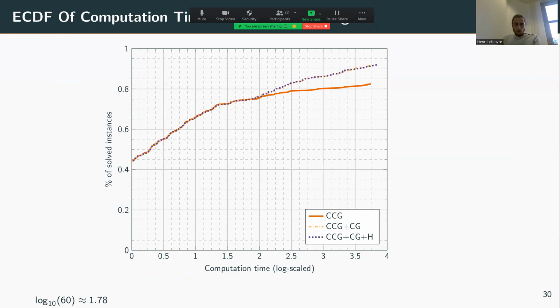For this particular application, using our heuristic actually makes no difference in the computation time. So this means that somehow this is the lower bound that is a problem, not the upper bound.